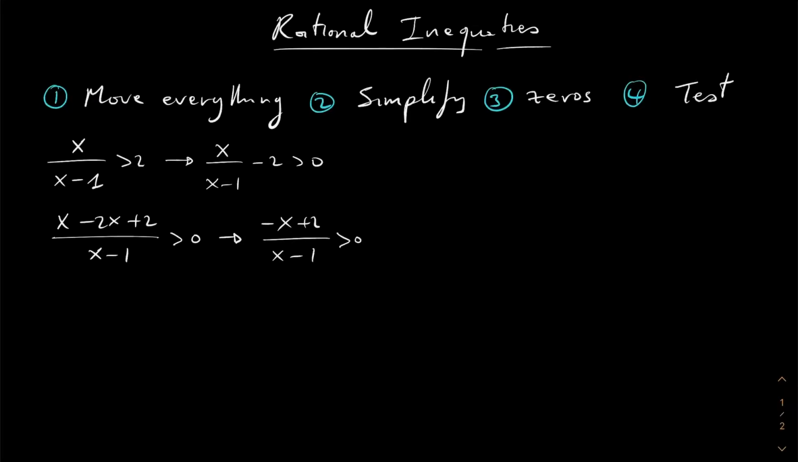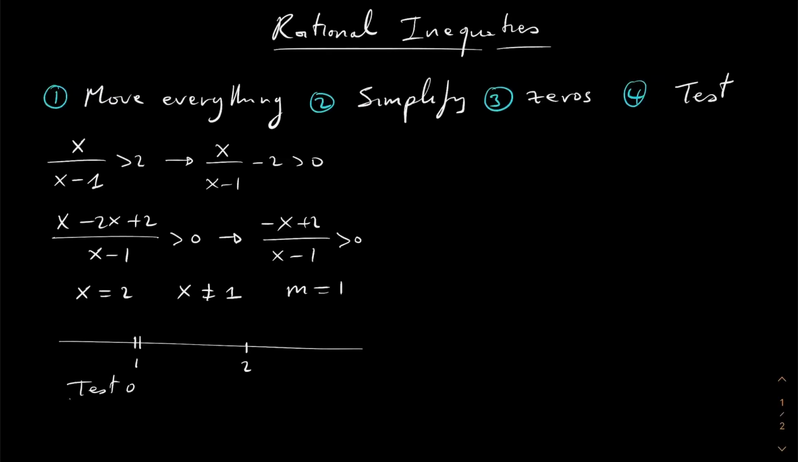Now we can go ahead and find the zeros of the numerator and denominator. So for the numerator here, I'm going to have x equal to 2. And for the denominator, x should not be equal to 1, with each of those having multiplicity 1. For my number line here, I'm going to put 1 and 2 with a double line at 1. And I'm going to go ahead and test 0 as usual.